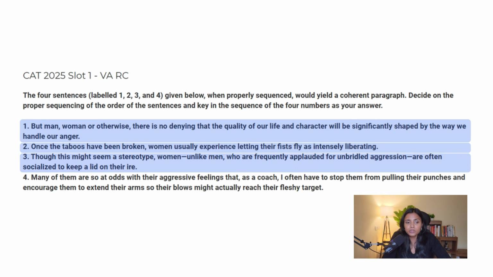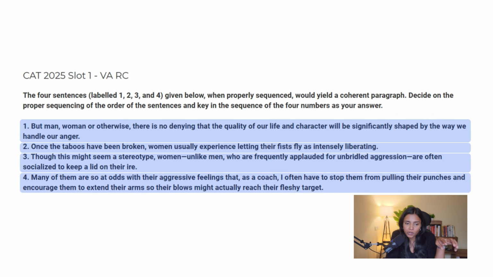Option 3. Though this might seem a stereotype, women, unlike men, who are frequently applauded for unbridled aggression, are often socialized to keep the lid on their ire, which is a lid on their anger. Okay, this could be the first option because we have a topic, a stereotype, which is stereotypes related to women getting introduced. Okay, let's see, come to option 4. If option 4 doesn't feel like an opening sentence, then 3 could definitely be the opening sentence.